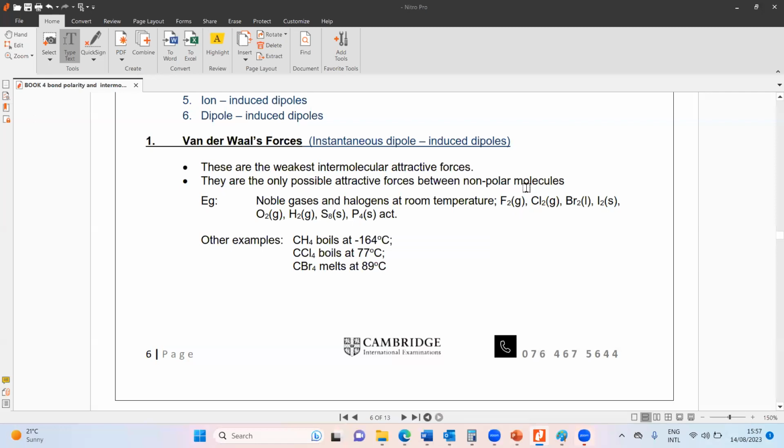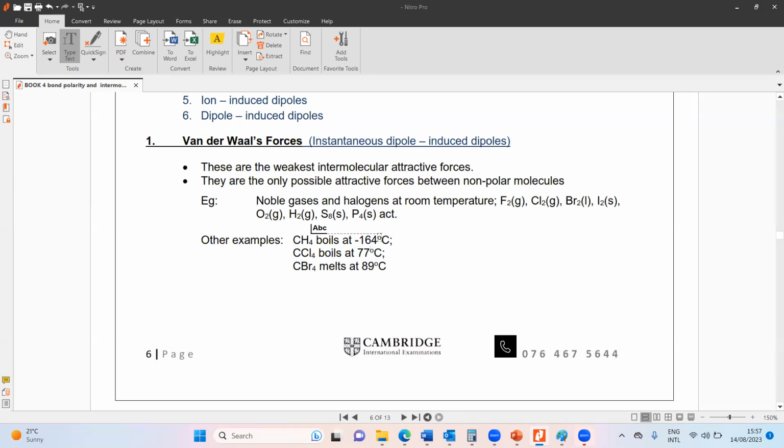We are talking about non-polar molecules. What are the examples for non-polar molecules? Noble gases, there are no charged particles. Halogens at room temperature, for example F2, Cl2, Br2, I2. And also oxygen, hydrogen, S8, P4.